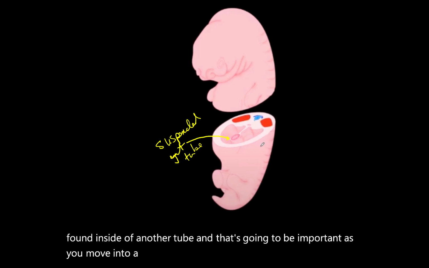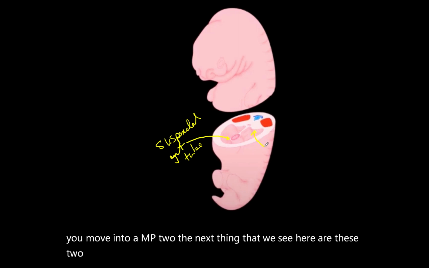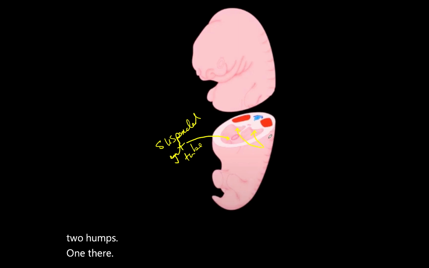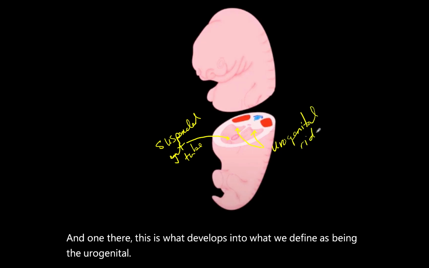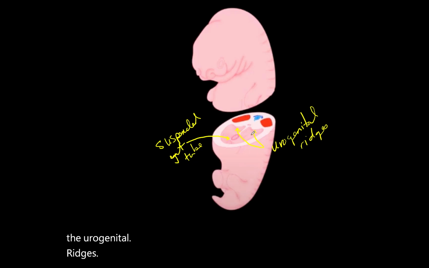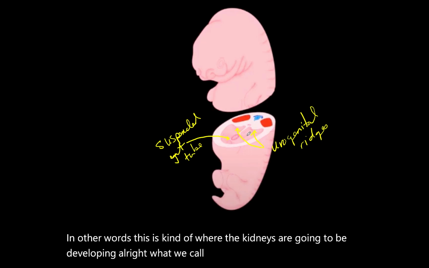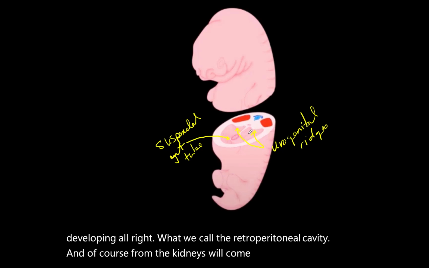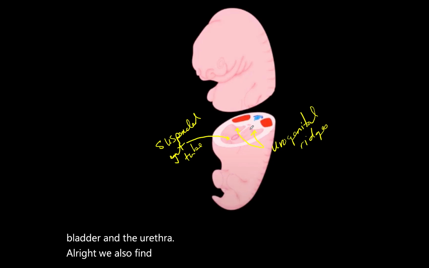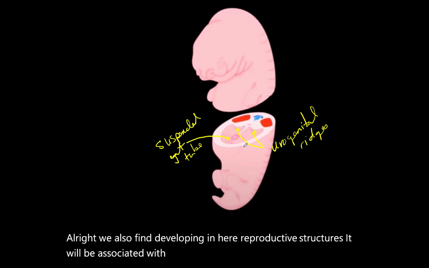The next thing that we see here are these two humps, one there and one there. This is what develops into what we define as the urogenital ridges. In other words, this is where the kidneys are going to be developing, what we call the retroperitoneal cavity. And of course, from the kidneys will come the ureters and the bladder and the urethra. We also find reproductive structures developing in here, associated with this area as well.